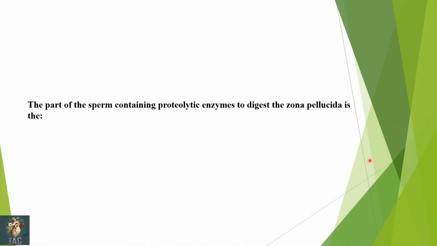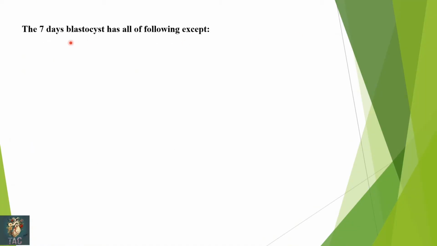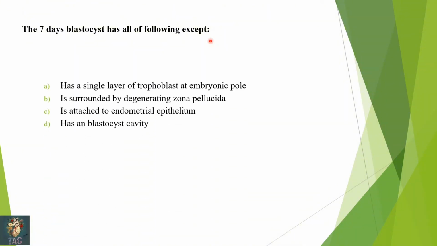So the first MCQ for today's class is: the part of the sperm containing proteolytic enzyme to digest the zona pellucida is, so there are different parts of the sperm, maybe corona, head, acrosome, cumulus, capacitator. So the answer to the question is that the acrosome is the part of the sperm which contains proteolytic enzyme to digest the zona pellucida.